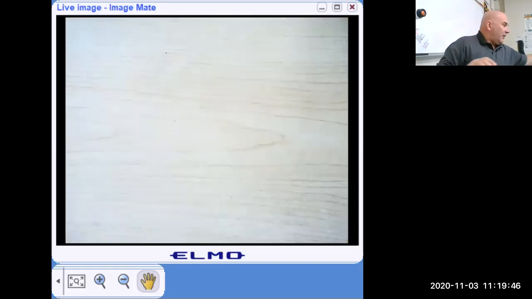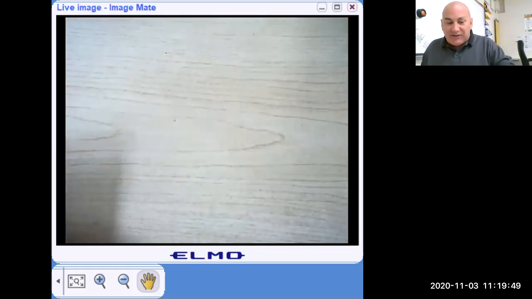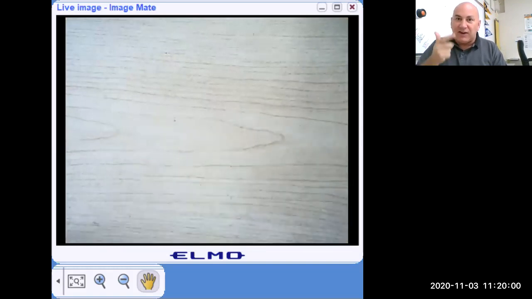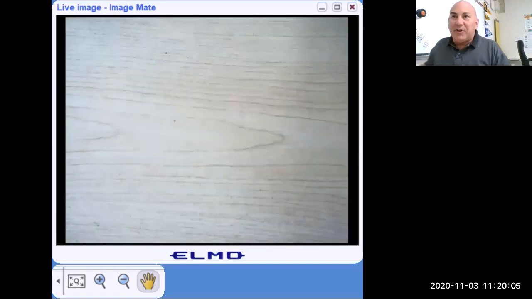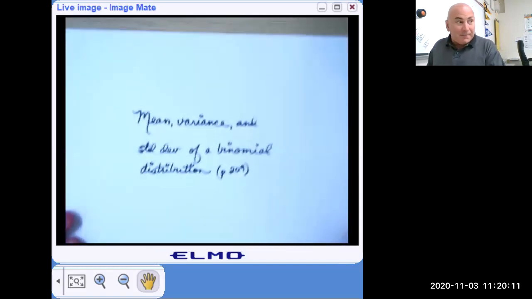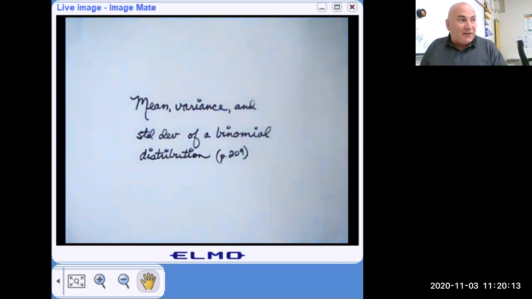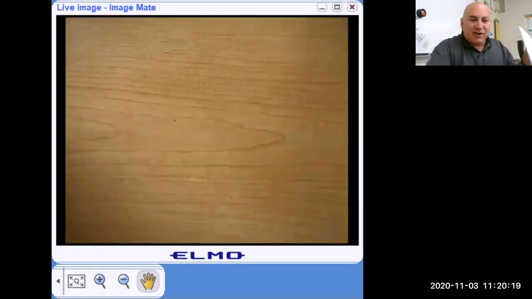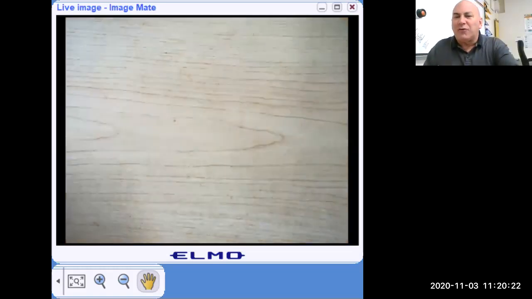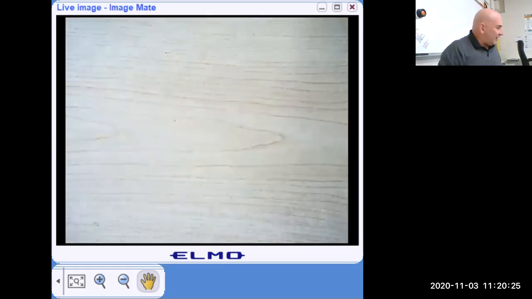So let's continue. That was a discrete probability distribution function, by the way, that little graph showing you all the possible outcomes of your experiment, 0 successes, 1 success, 2 successes, all the way up to n successes, and then assigning a probability to each of those outcomes. So page 209 shows us how to find the mean, variance, and standard deviation of a binomial distribution. I just kind of showed you or gave you the formula, although you might not have caught it, how to find the mean.